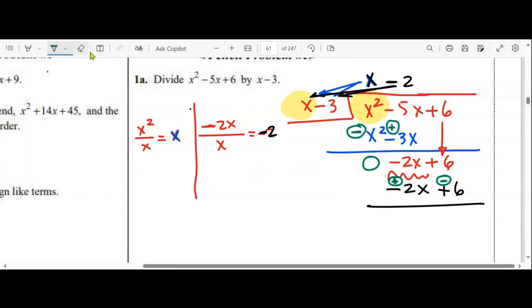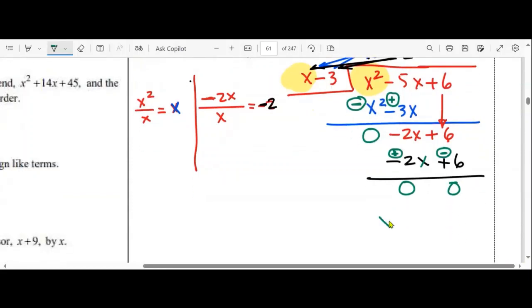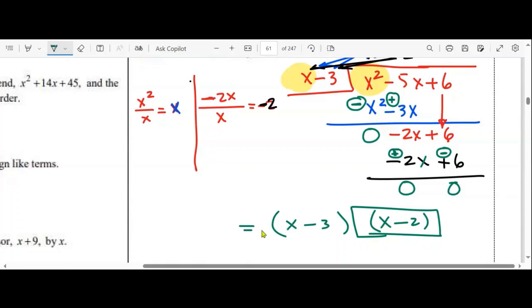All right, so now what's the answer? x minus x is 0, and this 0 and this one 0. So your final answer will be what? x minus 2. What does this mean? It means if you multiply this times x minus 3, it gives you x squared minus 5x plus 6. That's what it means.